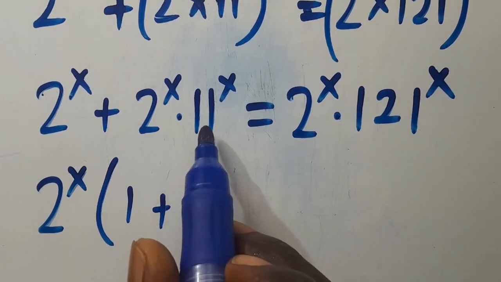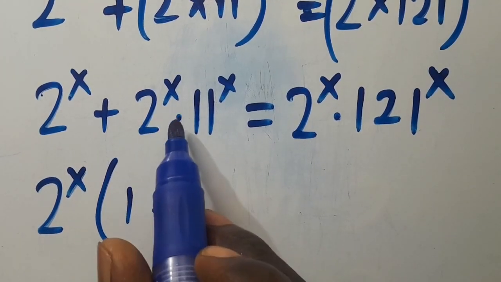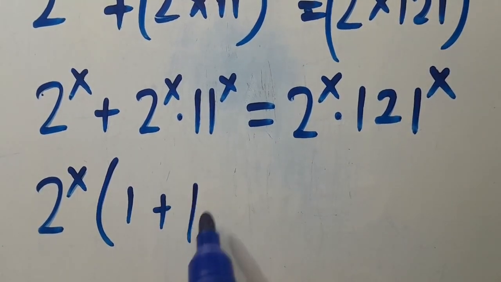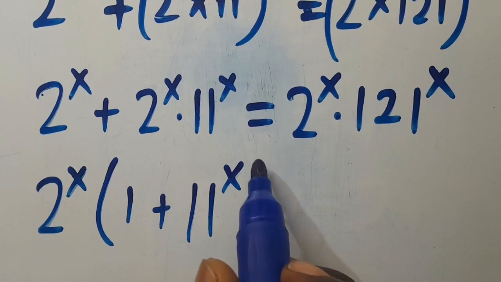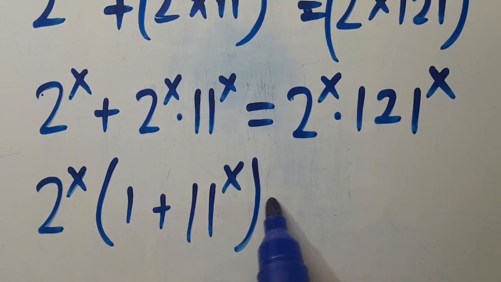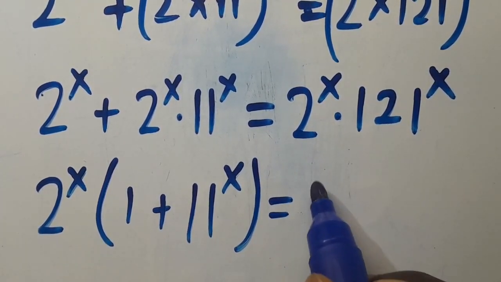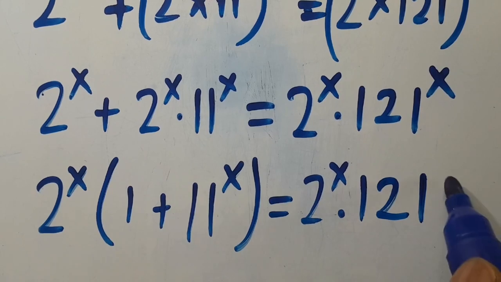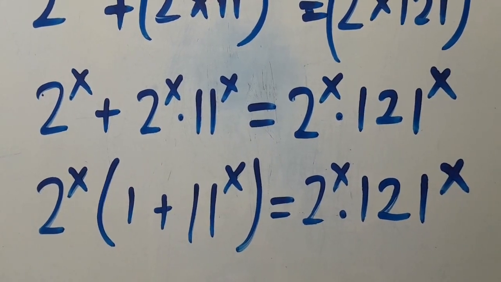plus 2 to the power of x, that's 11 to the power of x divided by this. We only have 11 to the power of x left. Then we close the bracket equals, the right hand side will be 2 to the power of x multiplied by 121 to the power of x.